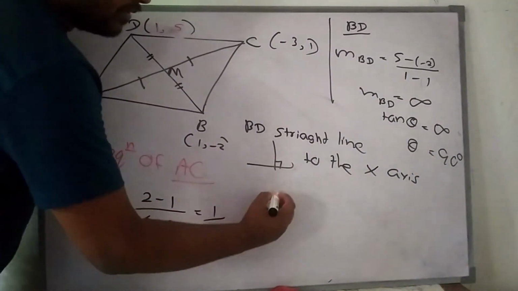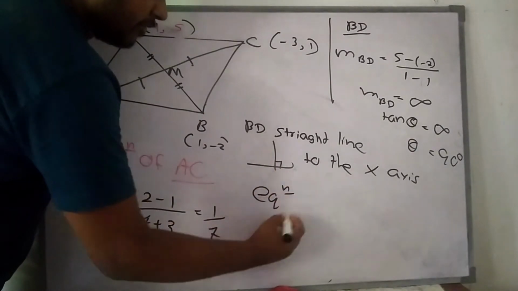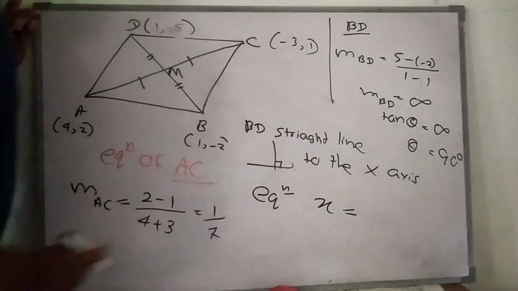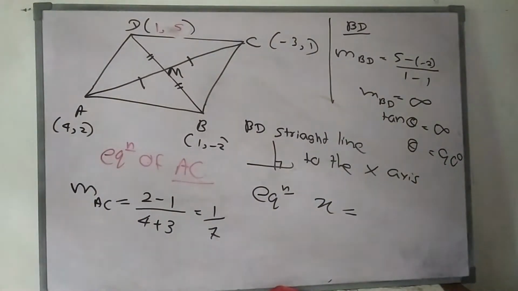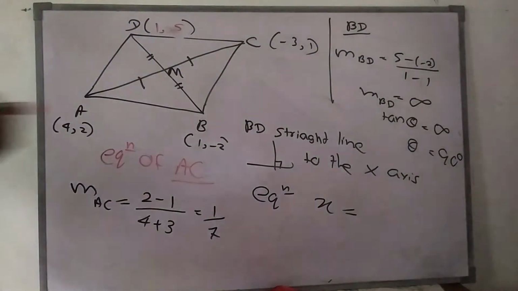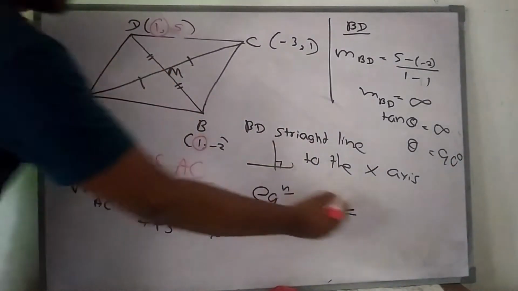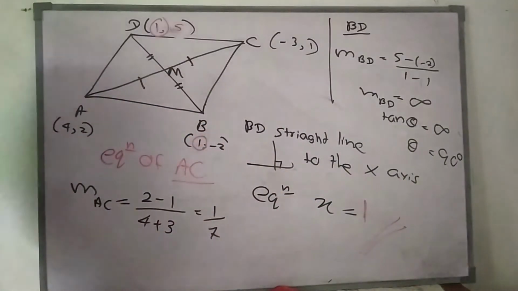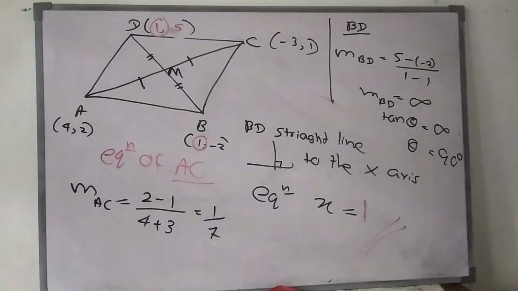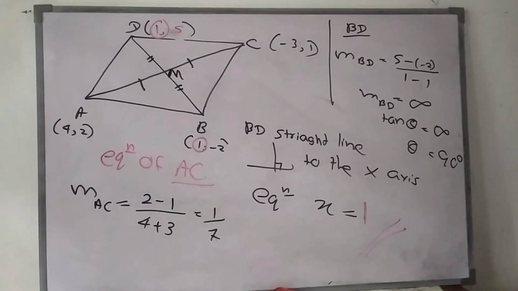Then the equation will be x equals, we just need to find the x value. So the x value is 1, right? So here the x value is 1. X equals 1. This is the equation of the line. The equations of the diagonals are x equals 1 and the other one, right? The previous one.